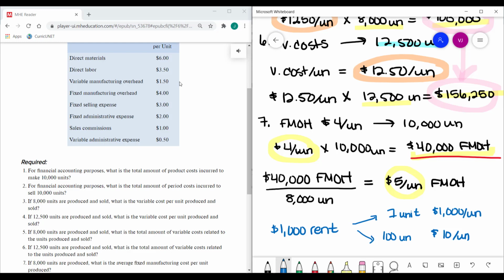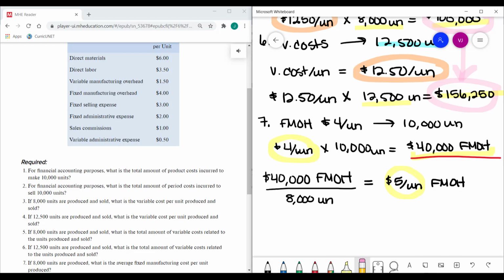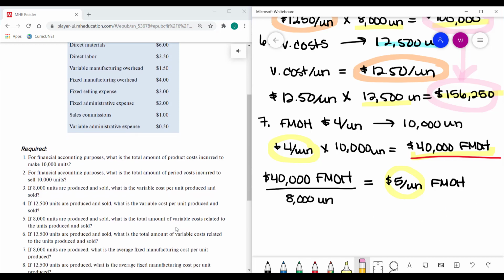So this is an illustration. The rent itself stays the same in total each and every month, but per unit, it varies inversely depending on how much activity there is. The lower the activity, the higher the per unit cost. The higher the activity, the lower the per unit cost. Okay, so that's what we were illustrating here with number 7. Okay, let's go on to number 8.